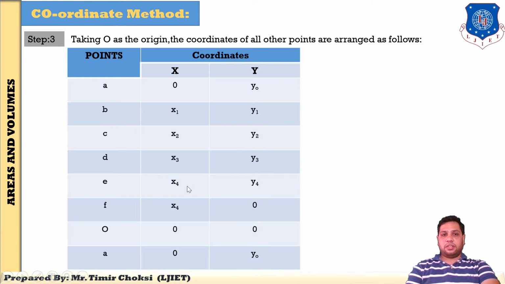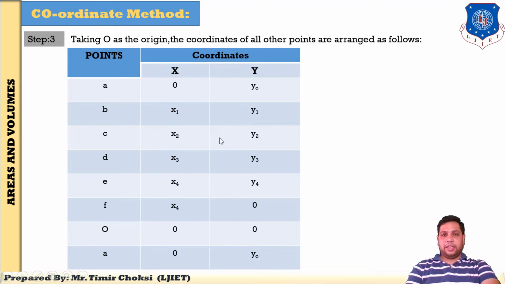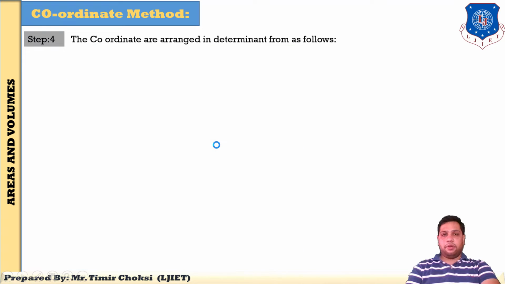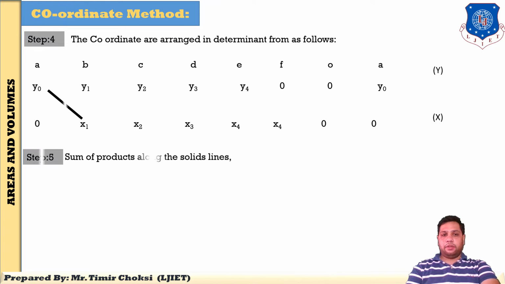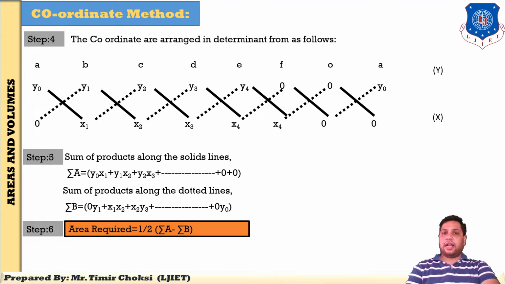I will repeat these steps. First, step number 1, you arrange all the points with the origin. So draw the figure. Then you make the table and arrange the coordinates. Now you arrange in determinant form. First you write all the points, then all the y coordinates, then the x coordinates, and then you find the sum of products along the solid line as well as the dotted line. So you find summation A and summation B, and then find the required area, 1 half summation A minus summation B. So these steps are followed for finding the boundary area by the coordinate method.